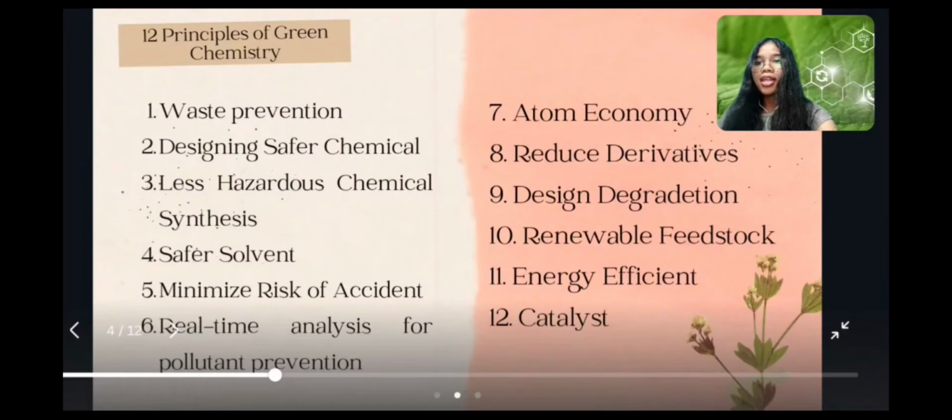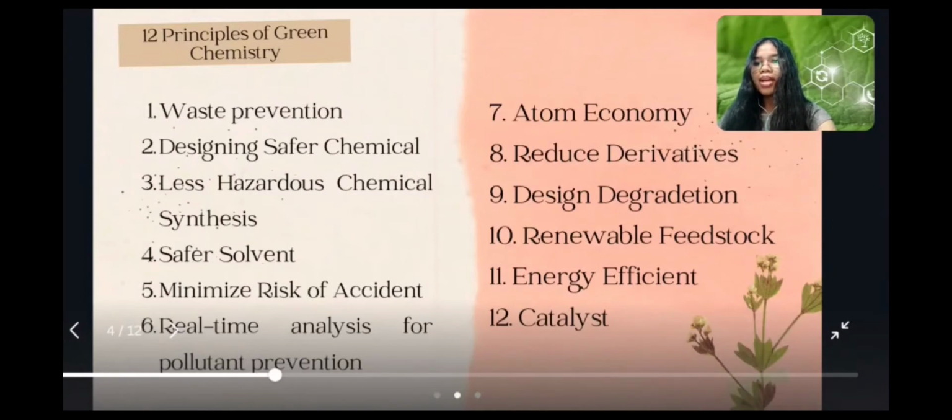3. Less hazardous chemical synthesis. Wherever practicable, synthetic methods should be designed to use and generate substances that possess little or no toxicity to human health and the environment. 4. Safer solvents. The use of auxiliary substances should be made unnecessary wherever possible and innocuous when used.